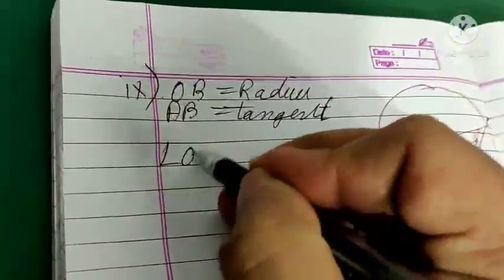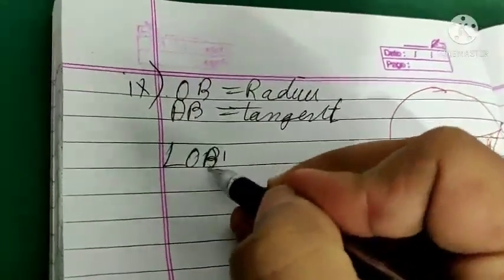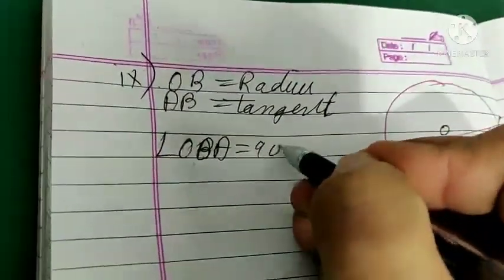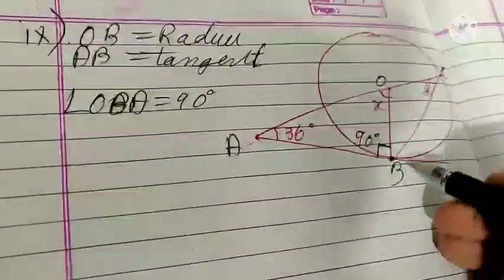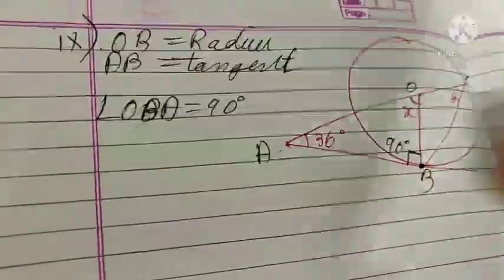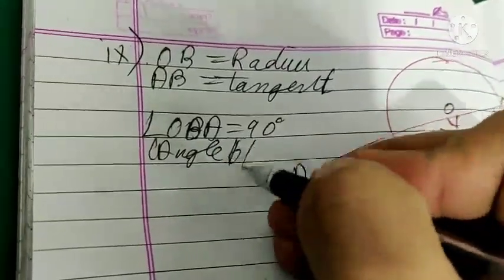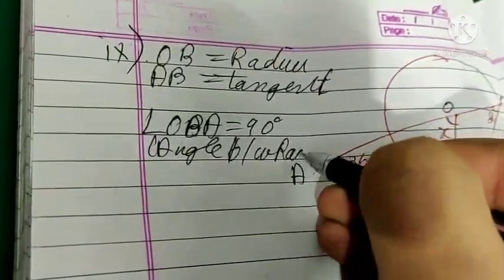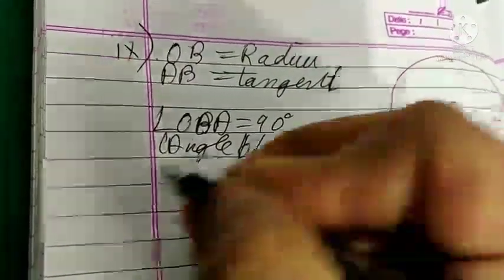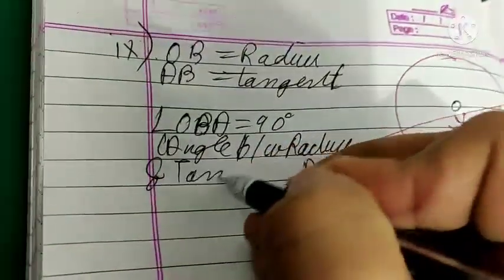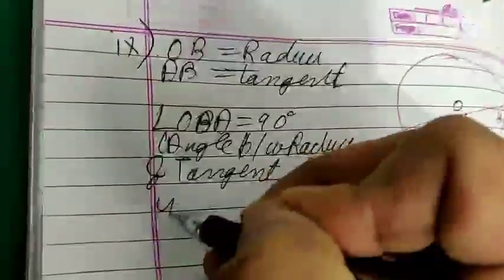Okay, angle OBA is equal to 90 degrees. So the angle between radius and tangent is 90 degrees. Angle between radius and tangent is 90 degrees.